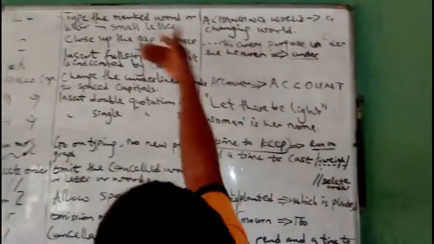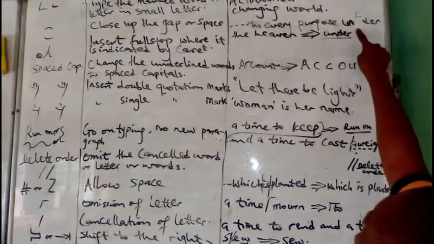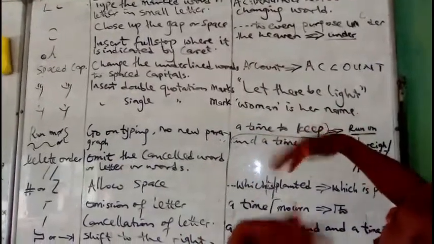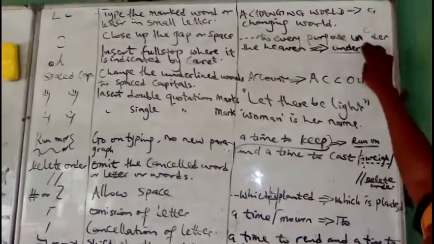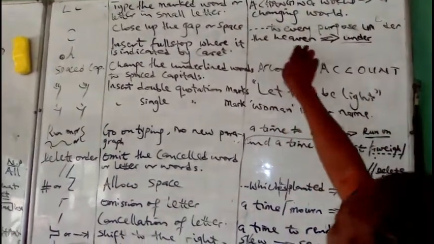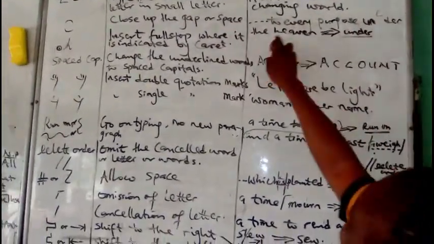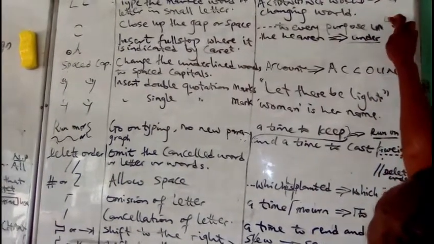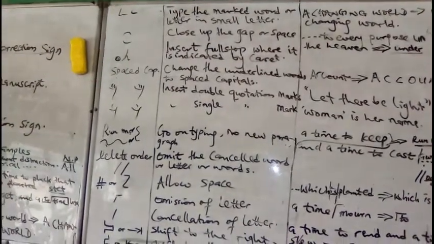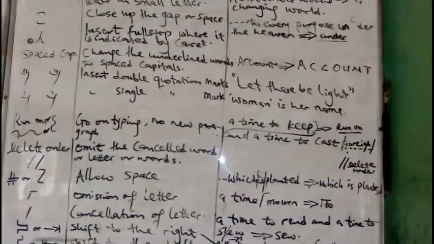I have a sentence at the back, that is why I dotted it. To every purpose under the heaven. You see here now is a gap. It's one word, but because the writer is in a haste, he now wrote it with a gap before that. Under the heaven. This sign means close the gap, and I put it. So when the typist wants to do the final work, once you see this thing, what it means is close the gap, it is one word.